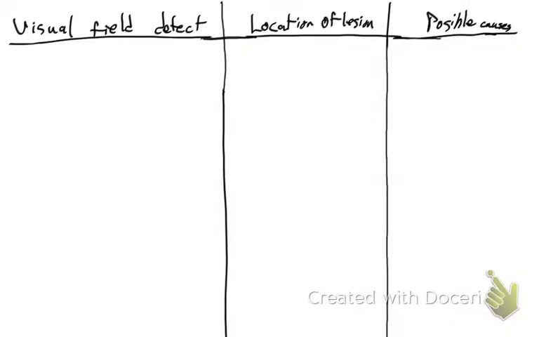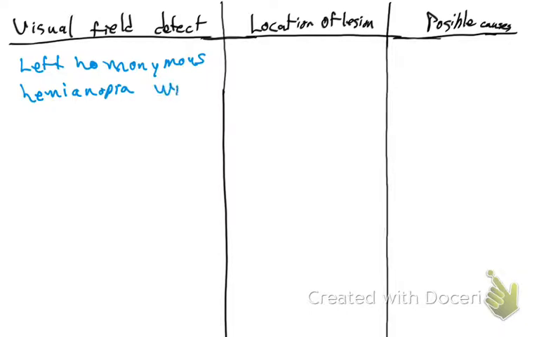This one is called left homonymous hemianopia. That means in the half, with what? With macular sparing. So how is this going to look in the visual field?